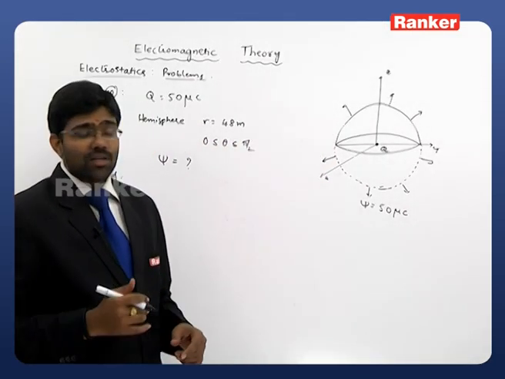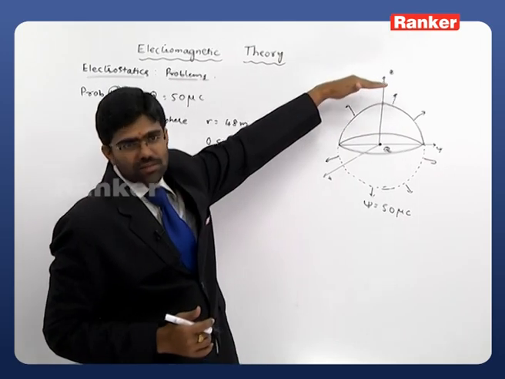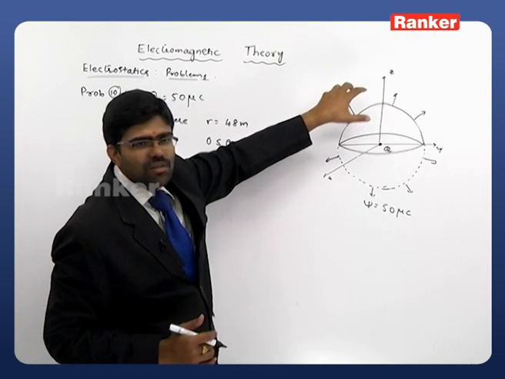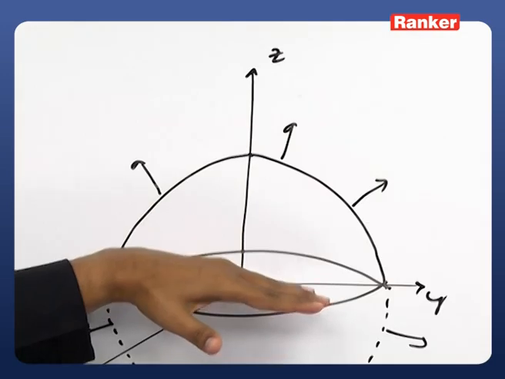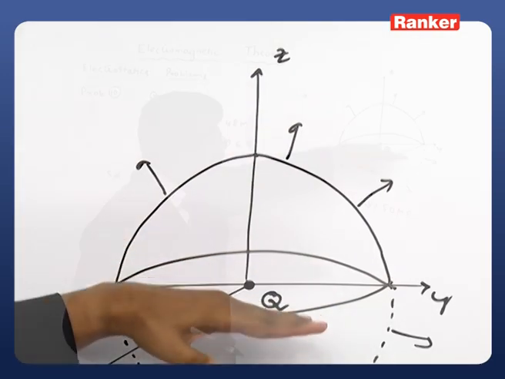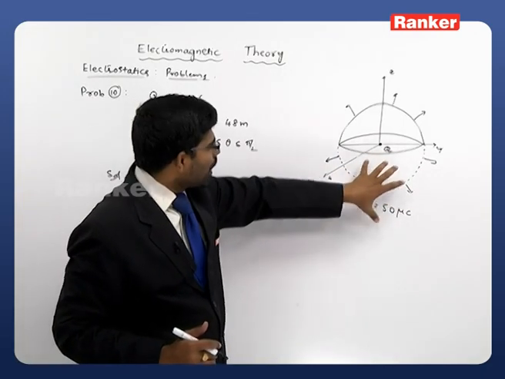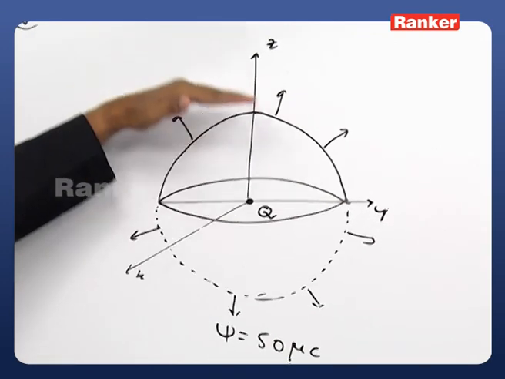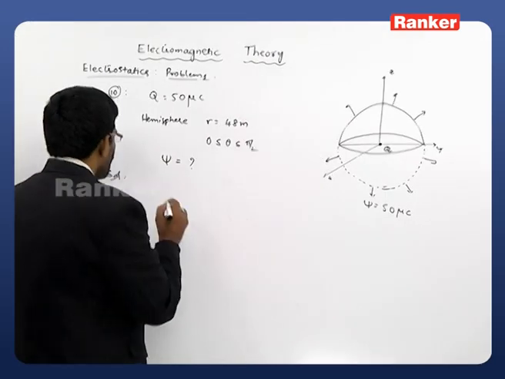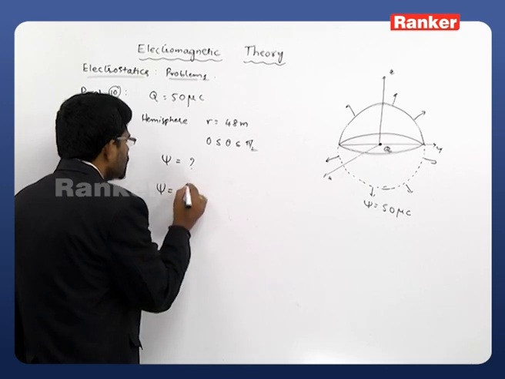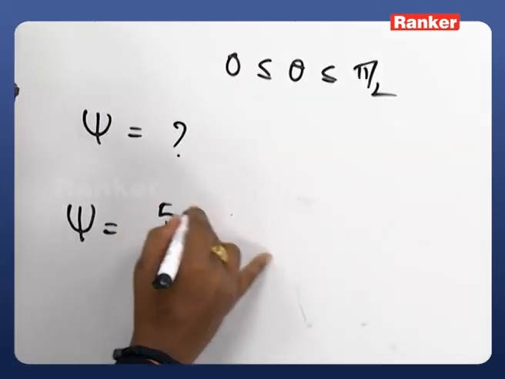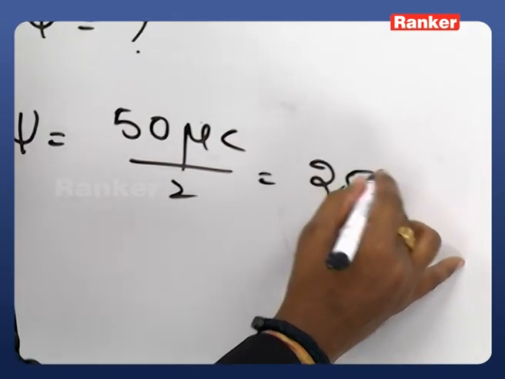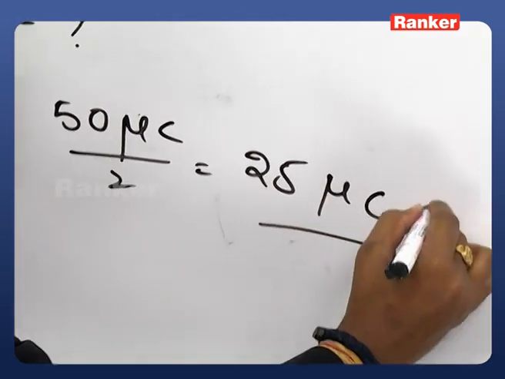But here what we require is the flux passing through only half of the sphere, that is the hemisphere. Clearly from that observation, only half of the flux will pass through the upper sphere, and the remaining half will pass through the lower sphere. Since we have no lower sphere, just half of the flux through the upper sphere is the answer. That is 50 microcoulomb divided by 2, which is equal to 25 microcoulomb.